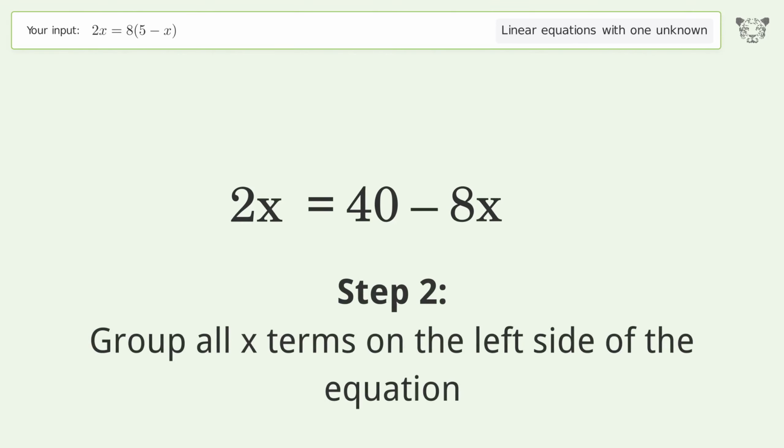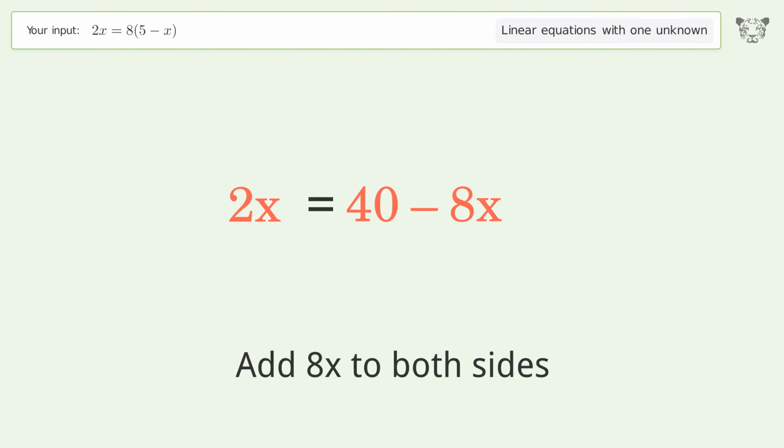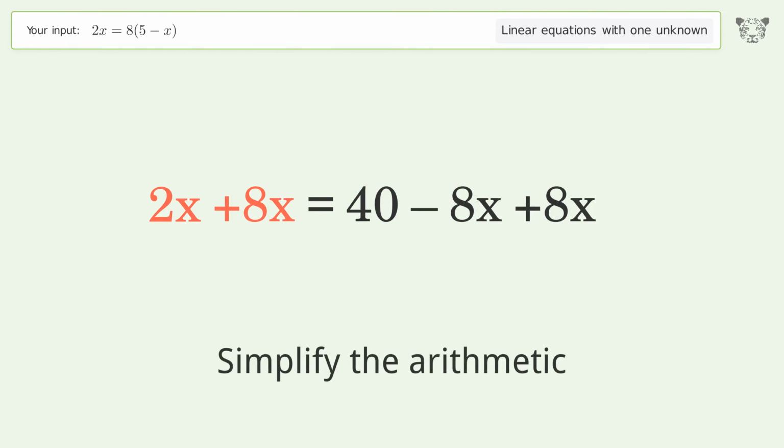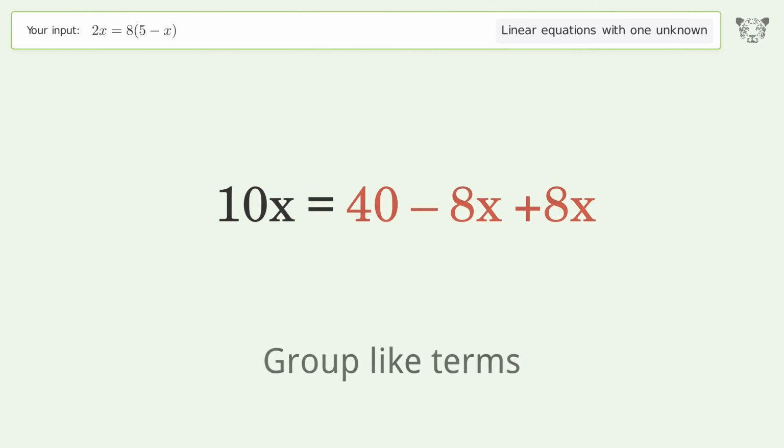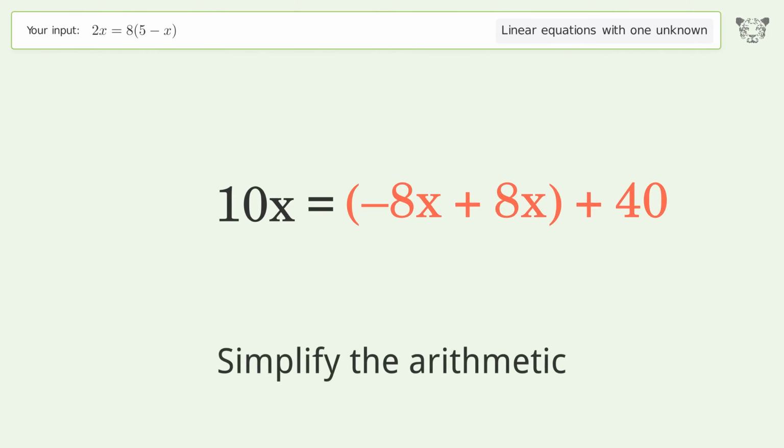Group all x terms on the left side of the equation. Add 8x to both sides. Simplify the arithmetic. Group like terms. Simplify the arithmetic.